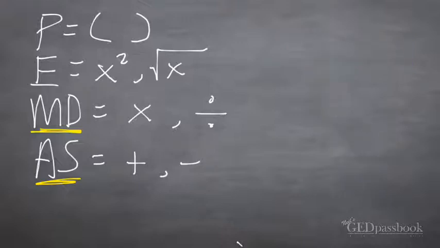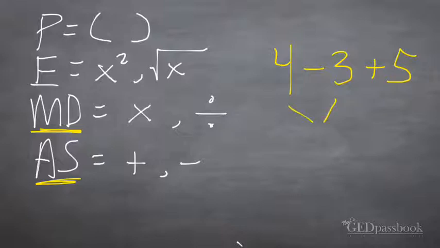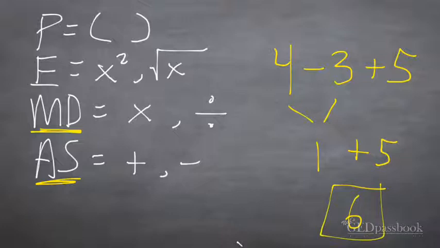So if we erase this and we look at it like this, we have to do the 4 minus 3 first, which ends up becoming 1. Drop down everything else. 1 plus 5 is 6. So that same rule applies. You just do whichever one happens to come first. We had to do the subtraction here first because it physically came first.